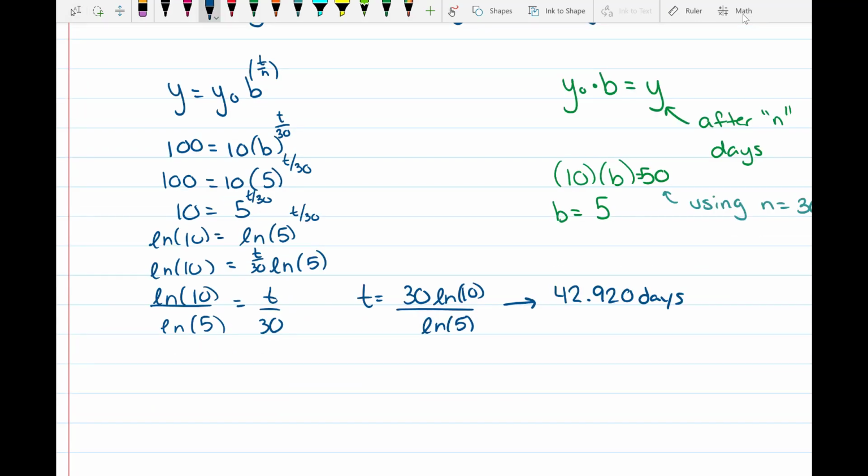So what you have to do is you say after how many days. So if I say 42 days, that's not enough, because after 42 days, I won't have 100 wasps. I'll have a little bit less. So what you actually have to do is round up to 43 days. And so after 43 more days, you will end up with 100 wasps.